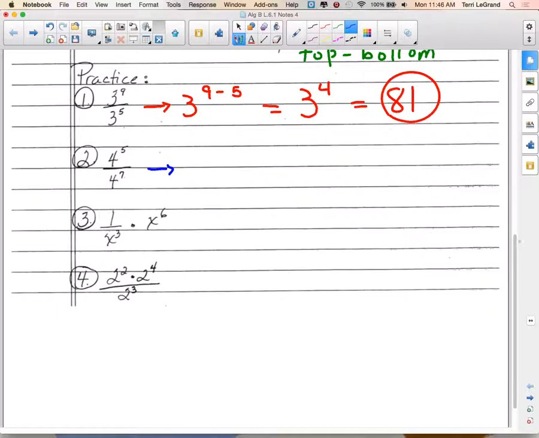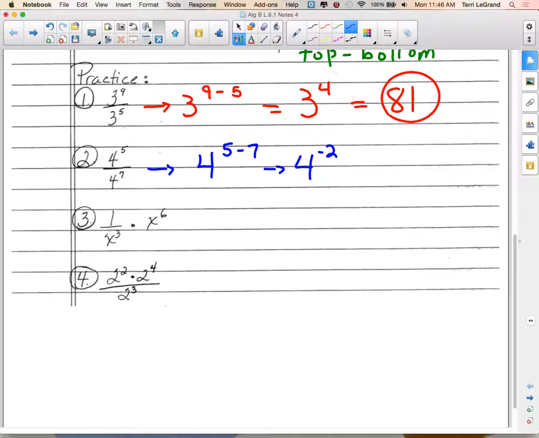Okay, Devontae, what does the work look like for this one? 4 to the 5th minus 7. Okay, 4 to the 5th minus 7, like that. Okay, and that becomes what? 4 to the negative 2 power. 5 minus 7. We don't need to jump through too many hoops at the same time, one hoop at a time. 5 minus 7 is negative 2.